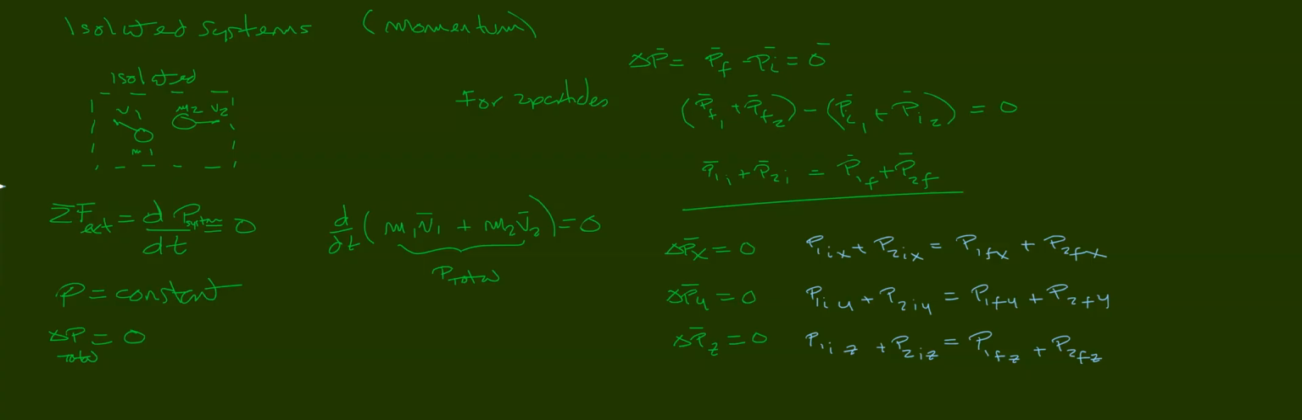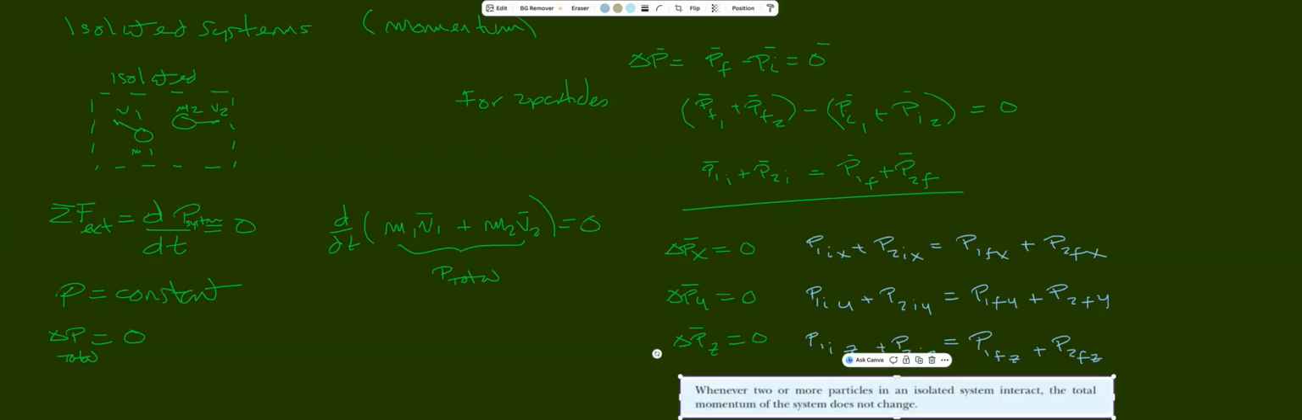But that's what the equations look like right now. Now, what the book will tell you is that this conservation of momentum can be written as: whenever two or more particles in an isolated system interact, the total momentum of the system does not change. Notice that it doesn't mean that the momentum of one of the particles is not going to change. If the particle interacts with the other, it can transfer momentum from here to the other one, or vice versa. But the momentum of the whole system is not going to change.